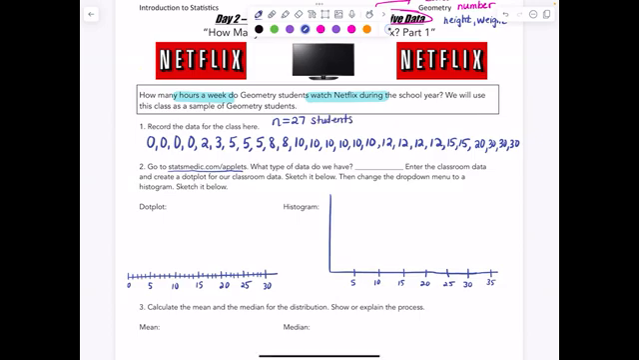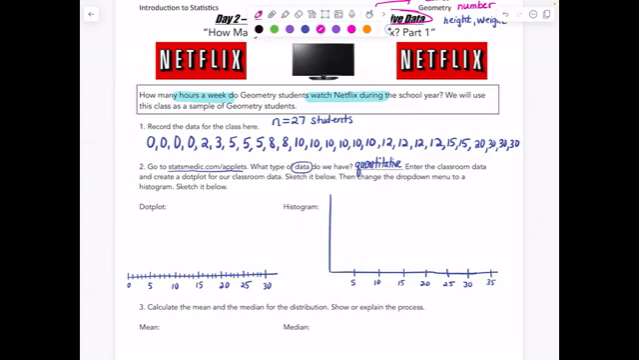I'm just going to double check. 1, 2, 3, 4, 5, 6, 7, 8, 9, 10, 11, 12, 13, 14, 15, 16, 17, 18, 19, 20, 21, 22, 23, 24, 25, 26, 27. So I already pulled the information from the website. And the type of data that we have is considered to be quantitative. So we're going to kind of scrunch it in here. Quantitative, because it is countable or measurable.